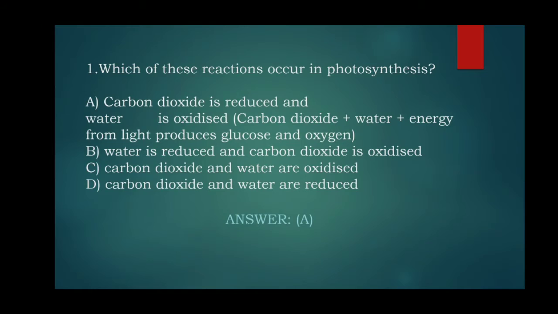Question number 1. Which of these reactions occur in photosynthesis? Options: A. Carbon dioxide is reduced and water is oxidized. That is, carbon dioxide plus water plus energy from the light produces glucose and oxygen. B. Water is reduced and carbon dioxide is oxidized. C. Carbon dioxide and water are oxidized. D. Carbon dioxide and water are reduced. So from this, the correct option is option A.